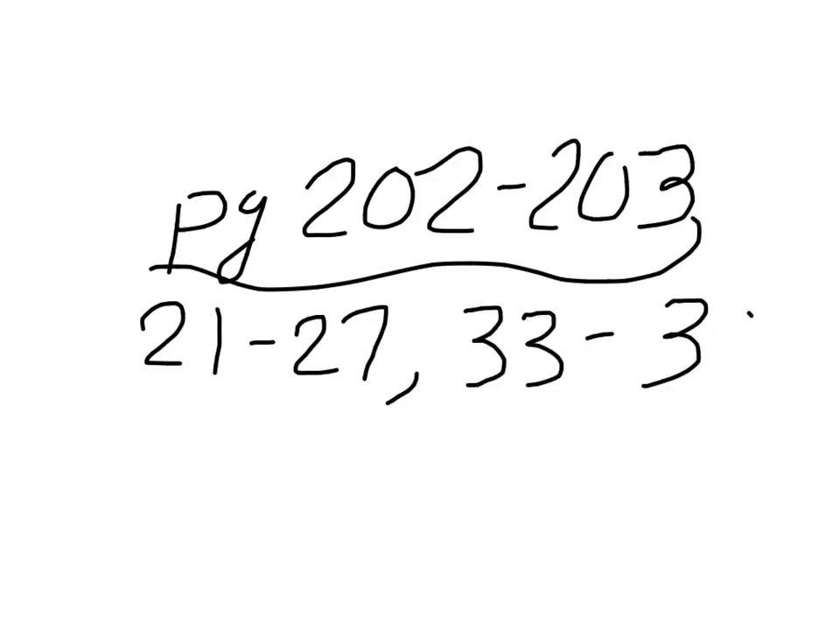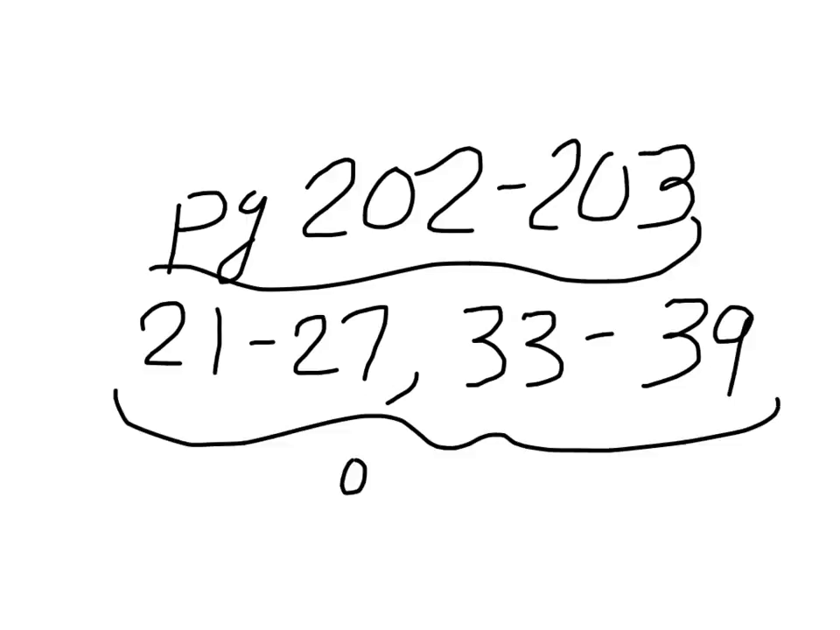So on page 202 to 203, 21 to 27, and 33 to 39, odds on all of them. Okay?